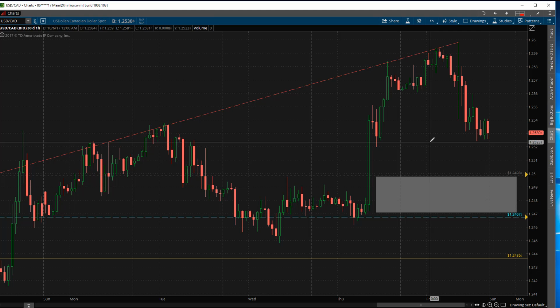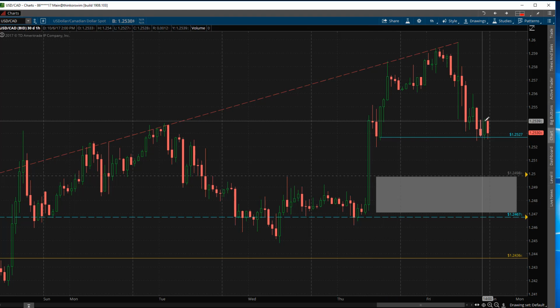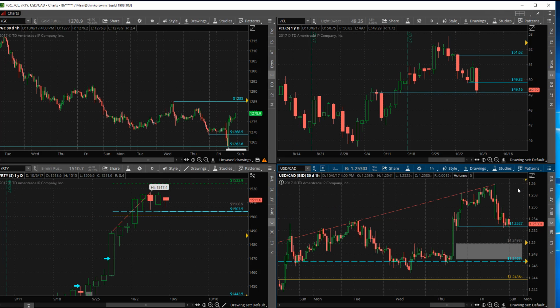Now, we very well could hold above this low, which was bought into the end of the day on Friday. And if that happens and we get back above the previous high of Friday, I'll be looking for a more aggressive long setup. But right now, I'm going to be patient for 124.98 and 124.67. Those are the two levels I'm looking at in the USD CAD. But that's going to conclude the video for this week.